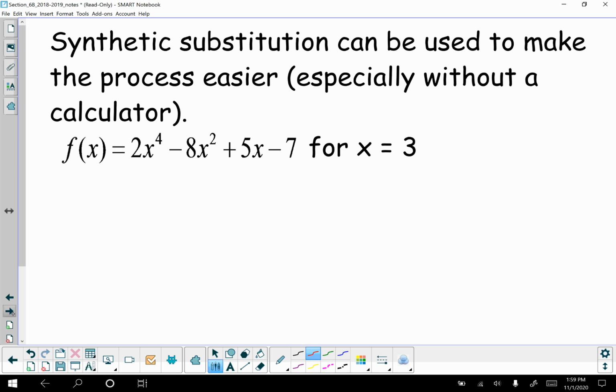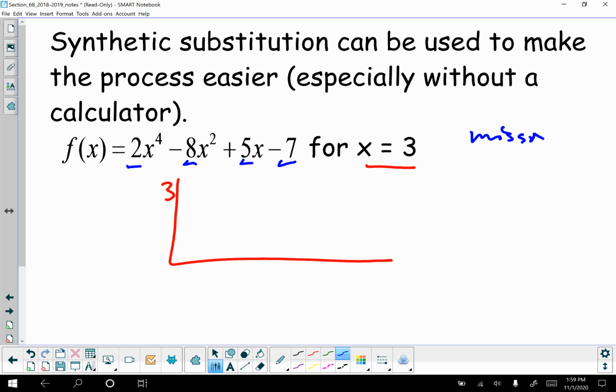Okay, synthetic substitution. This is going to become your friend. So what we're going to do is take this right here, and have it outside, and we're going to have this L-looking bracket. So I'm going to take all of my lead coefficients, and do we have any missing? I don't have an x to the third, so where x to the third is, I'm going to put 0 in. So I'm going to go 2, then a 0 because that's where my x to the third would be, a negative 8, a 5, and a negative 7. Now, do you feel comfortable where I got all this from? You feel comfortable that there's no x to the third term, so that would have to be a 0. This is how you do synthetic division or synthetic substitution.